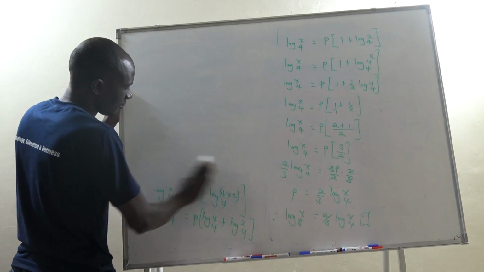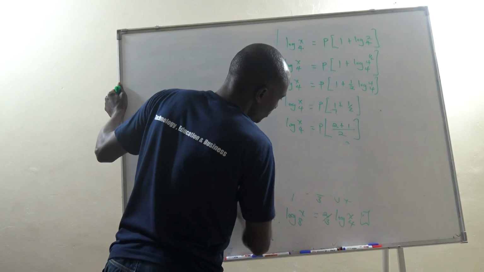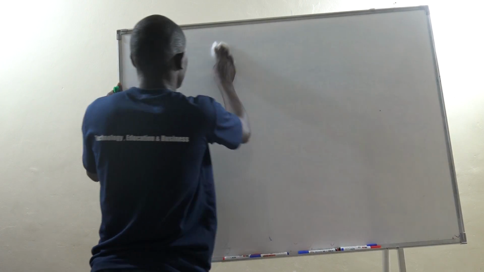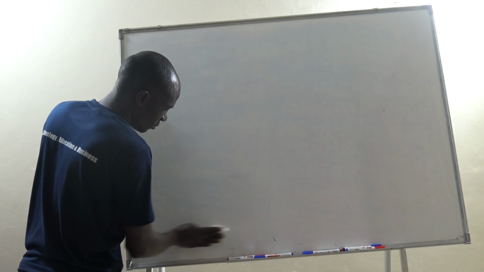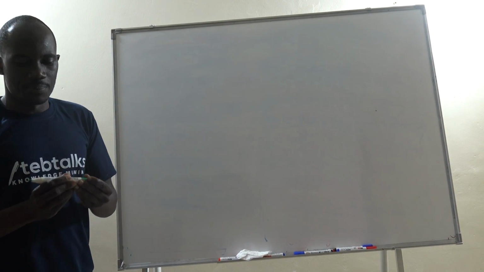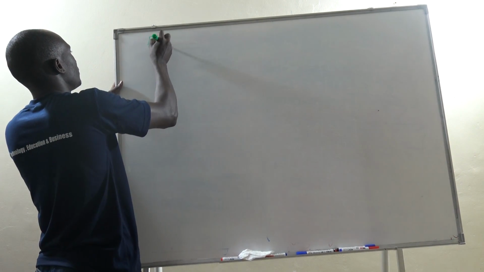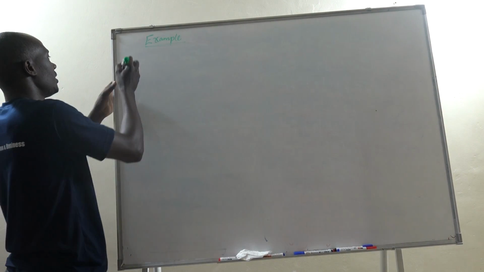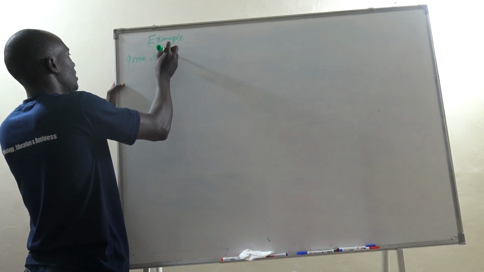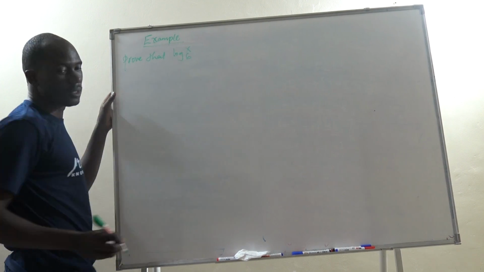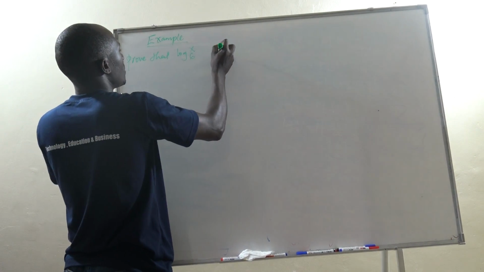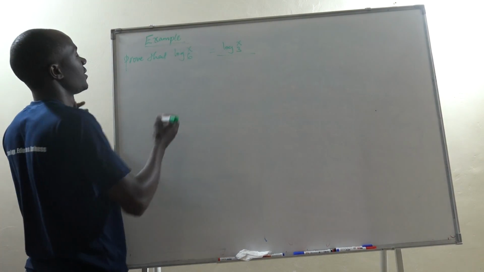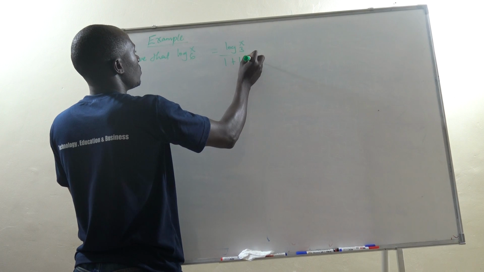Go to our example. So example next. Example next also goes: prove that log of x base 6 equals log of x base 3 all over 1 plus log of 2 base 3.